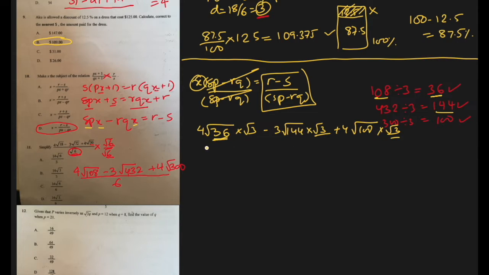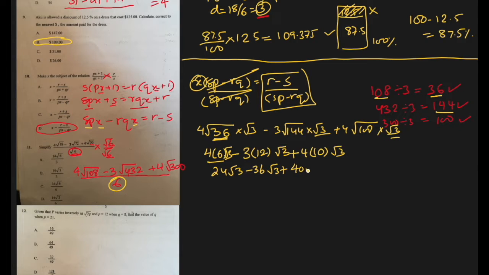Square root of 36 is 6. So 4 times 6. I'm focusing on numerator only, okay? We know the denominator is 6. We'll take care of it later. Square root of 144 is 12 times square root 3. And 4 square root of 100 is 10 square root 3. So 24 square root 3, minus 36 square root 3 plus 40 square root 3 over 6.